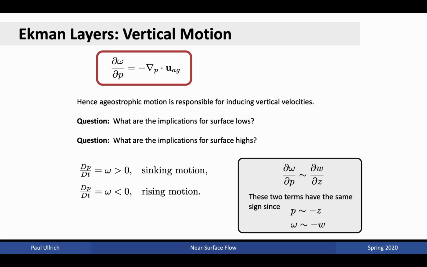And since ∂w/∂z is proportional to the negative of the divergence of the ageostrophic wind on pressure surfaces, in the presence of a surface high the right-hand side of that expression, namely the negative divergence, will be negative. This then induces downward motion in the case of a surface high, or it pulls air down from above.